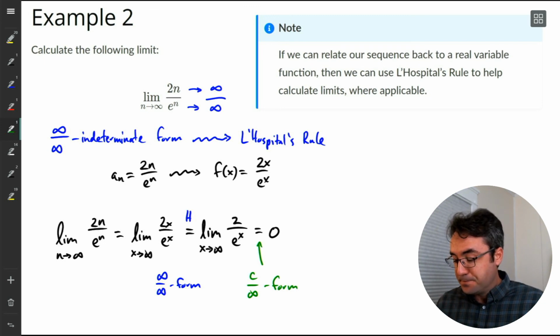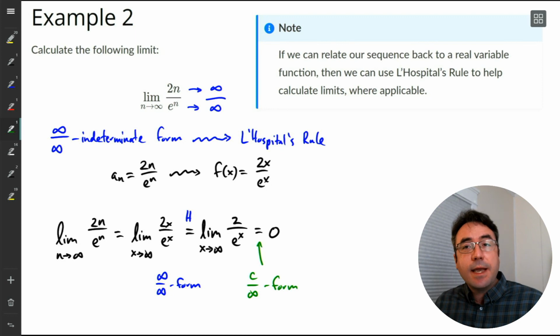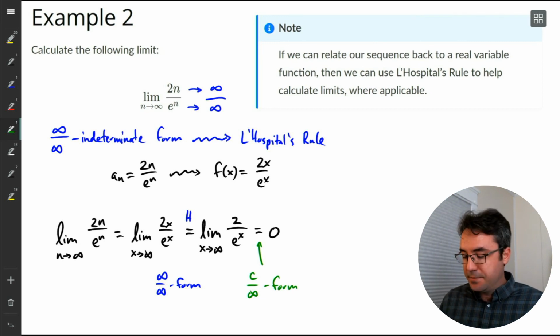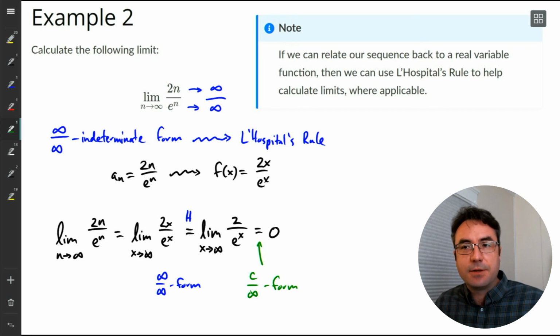All right, so that's really it. In a lot of these examples we're going to see tomorrow and in future lessons, we're going to be relating sequences to these real variable functions. A lot of the same techniques and limit laws and little tricks of using L'Hopital's rule, we're going to be able to reuse those for a lot of the sequences we consider.